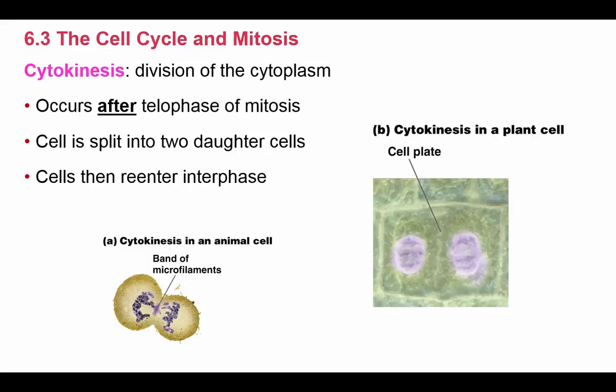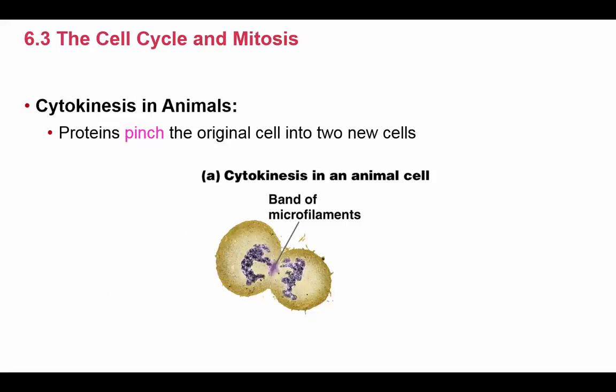In order to divide, the cell has to go through cytokinesis. Remember, cytokinesis divides the cytoplasm. Again, it's happening after telophase, and it's going to split the cell into two new cells, or two daughter cells, that can then go through interphase and start the cell cycle over again. Now, cytokinesis is going to happen differently in animals and plants, mainly because of the outer barrier.